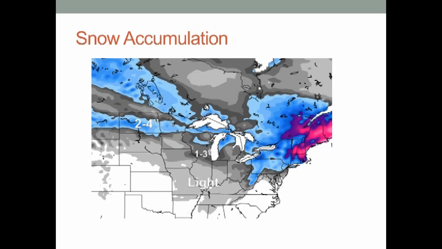Snow accumulations are indicated here over the next week. Upper Midwest, that area is building a pretty good snowpack, another 2 to 4 inches possible. Some lighter amounts in the colder air behind that front, 1 to 3 inches. Everywhere else, that light precipitation will be in the colder air behind the front.